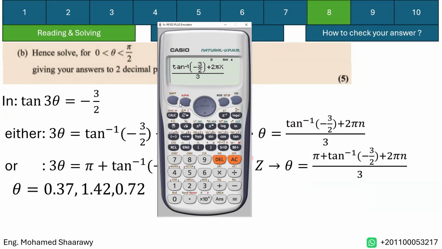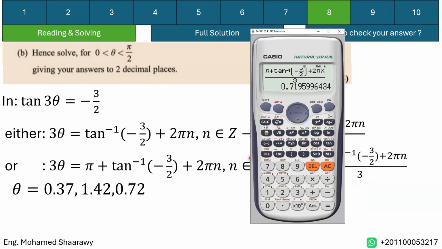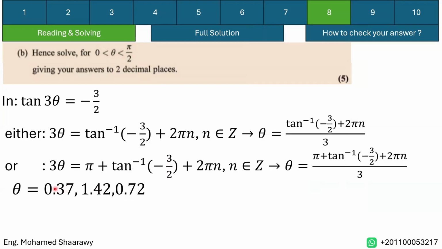So let me try the pi plus. At 0, actually 0.72 is accepted. Let me try 1. It's rejected because it's larger than pi over 2. Let me try negative 1. It's negative, so I rejected it. So I have only these three solutions.